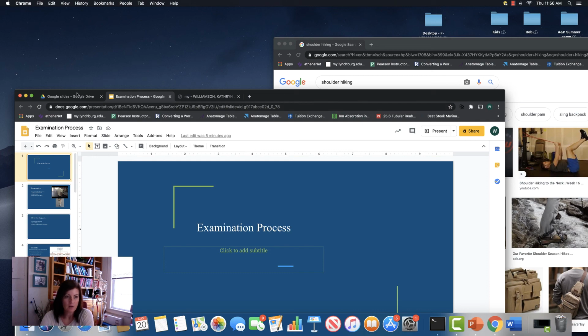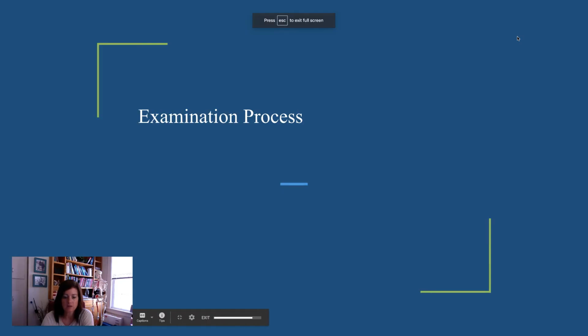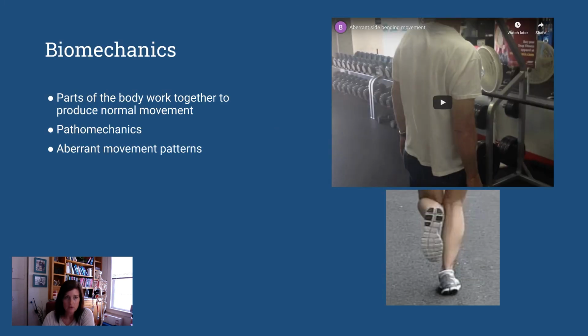Hey, so we're going to talk through the examination process and some of the general concepts that we find are very important with the exam. So to start with, one of the major things that we're going to be addressing when we look at the spine is biomechanics. What we're talking about in this area is the fact that parts of the body work together to perform or produce normal movement.